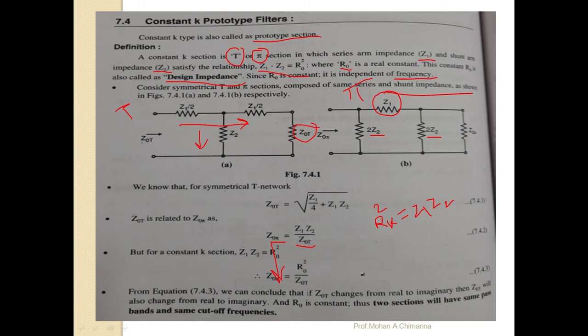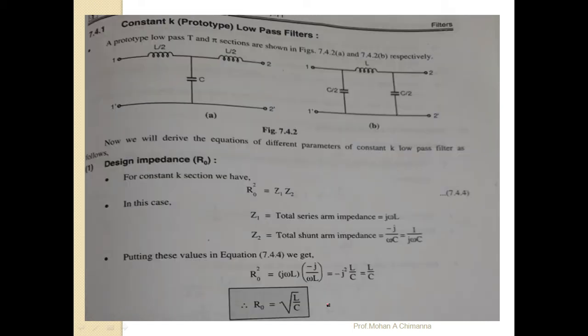From this equation we can conclude that if ZOT changes from real to imaginary, then ZO pi will also change from real to imaginary. Since the design impedance is constant, the two sections will have the same pass band and cutoff frequency. In the constant K low pass filter, an inductor is connected in the series arm impedance and a capacitor is connected in the shunt arm impedance. This is the T section of the constant K low pass filter.